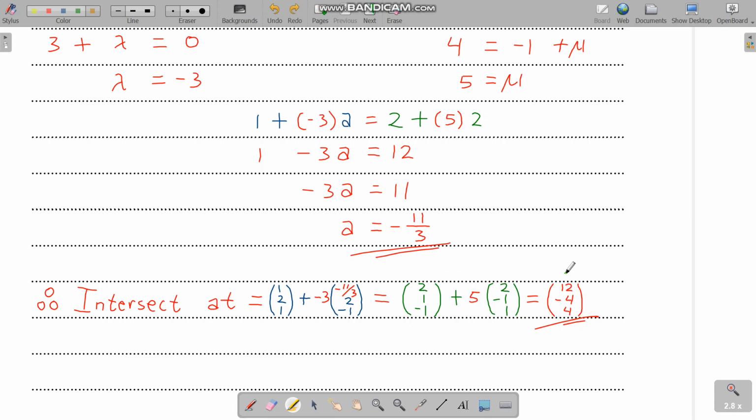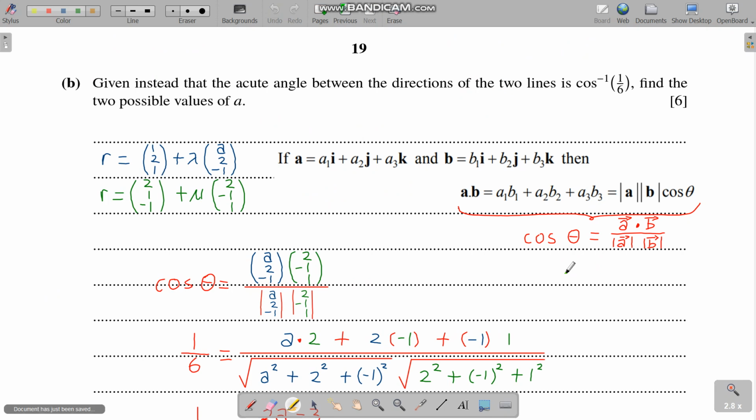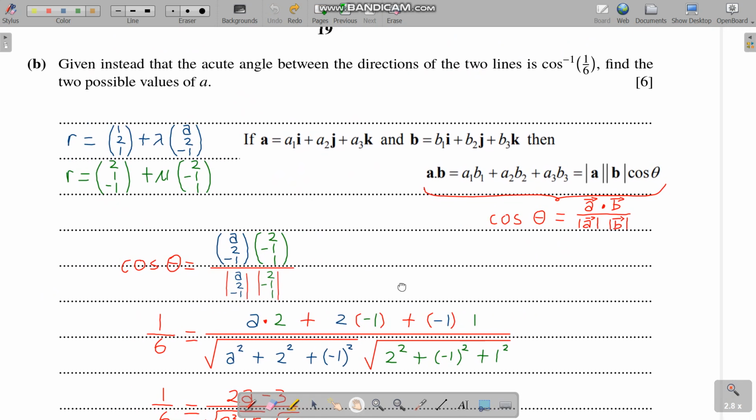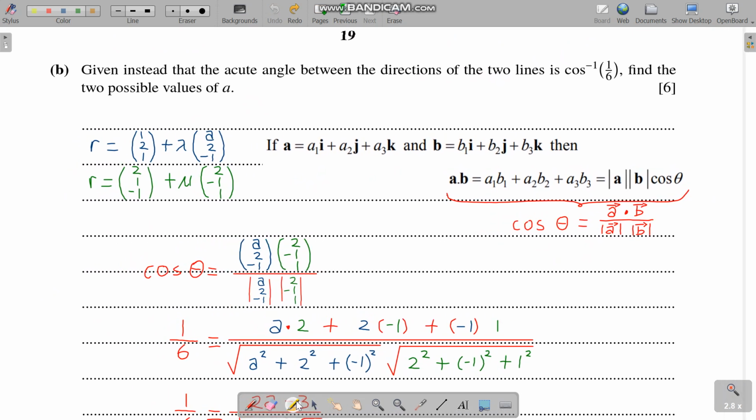Alright, next part. The acute angle between the directions of the two lines is cos inverse 1 over 6. Find the two possible values. So between the two lines, previously we have the two line equations, and because we're looking for the angle, we need to use the direction vectors, the ones with the parameters, the ones with the lambda and mu. Okay, so these are the direction vectors, these are the position vectors, or basically a point on the line. Okay, we are using the direction vectors.